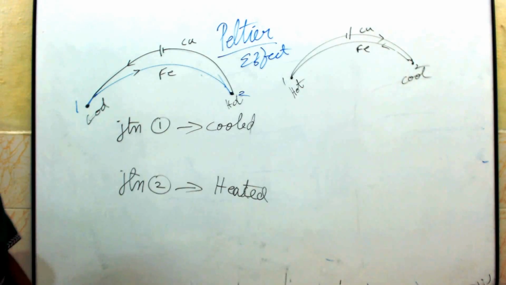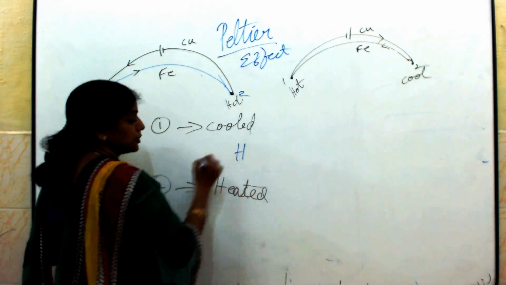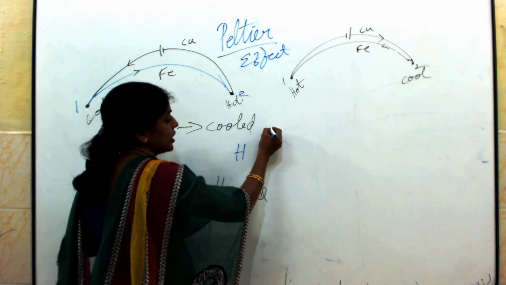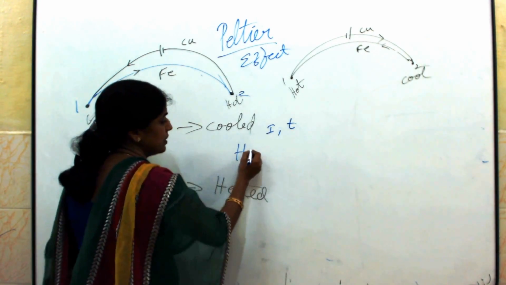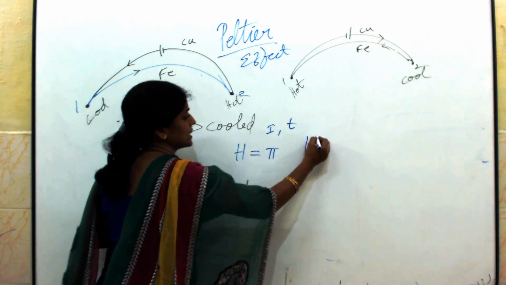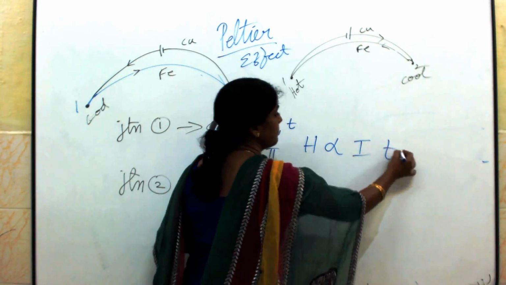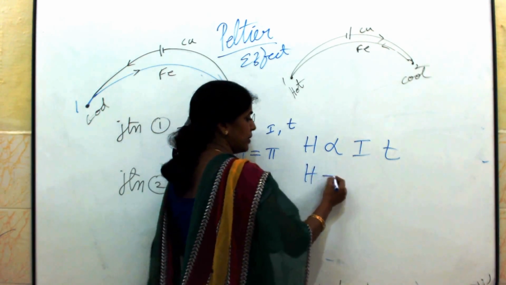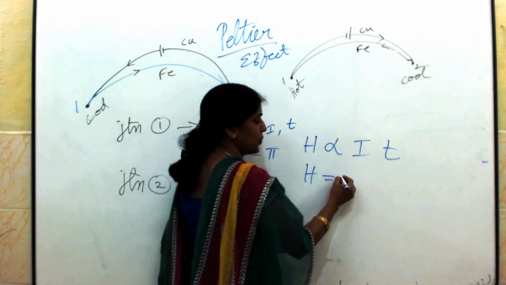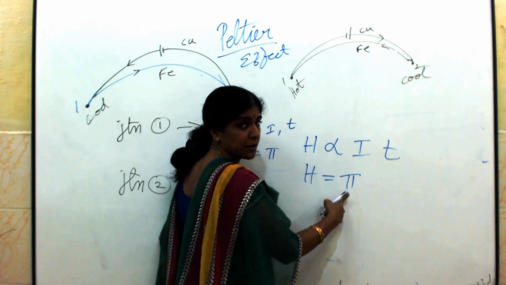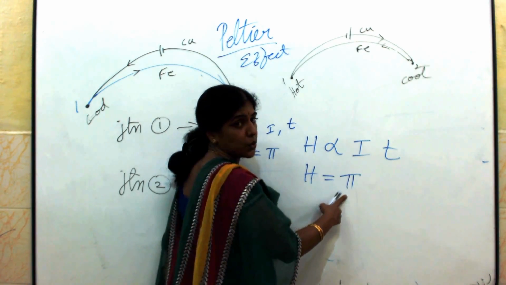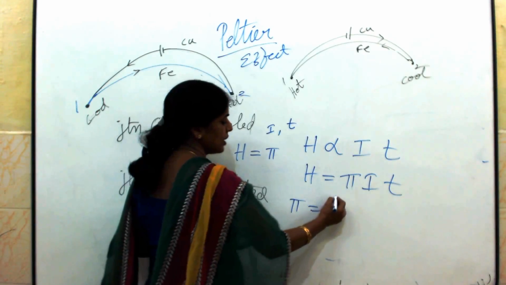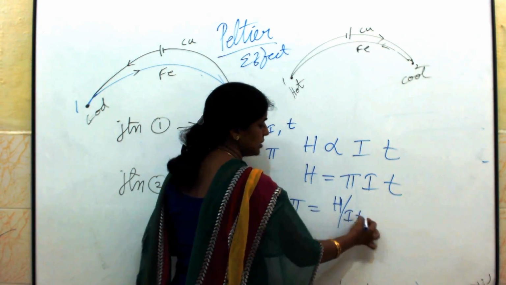Now in this Peltier effect, let H be the amount of heat energy produced or developed when a current I flows through it for a time t. This way I can say the heat produced is directly proportional to the current flowing in the couple for a given time t. So if I remove this proportionality and put equal to, I should introduce a constant. Let the constant be pi, where pi is called the Peltier coefficient. So how can I define this Peltier coefficient? Pi is given as H by I t.